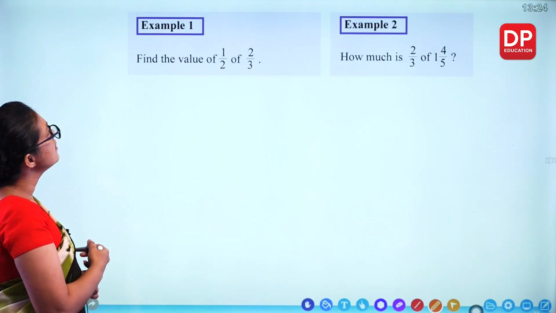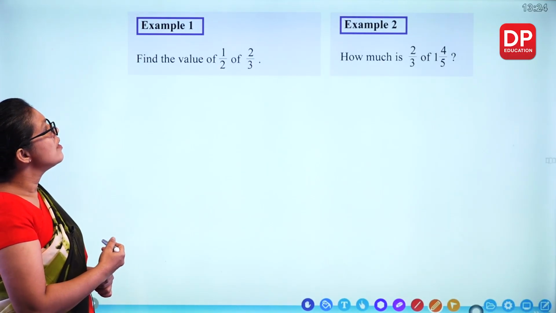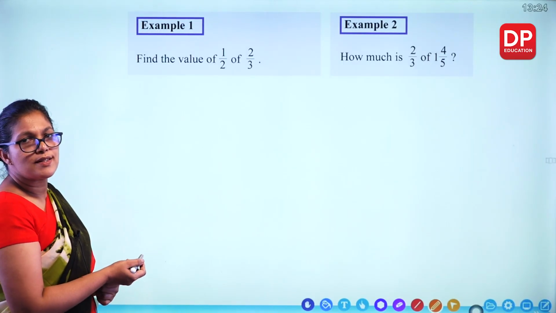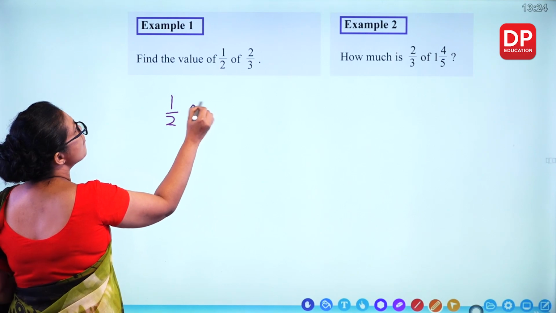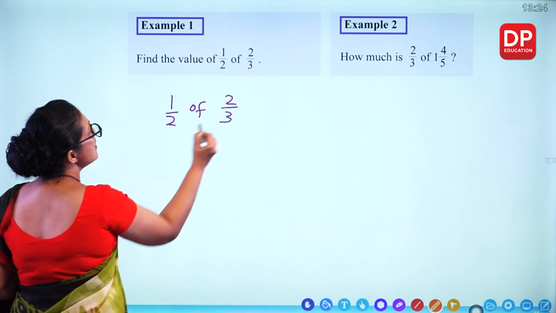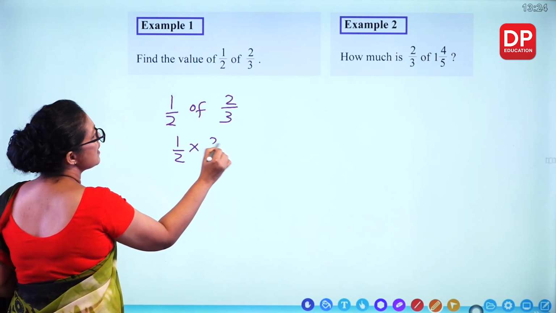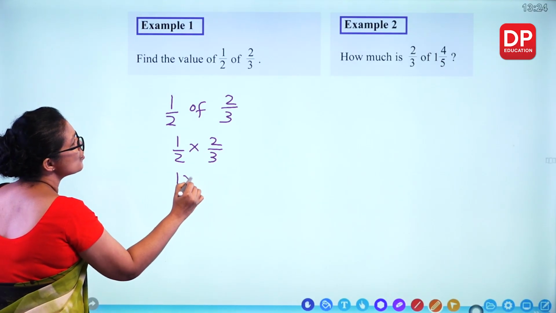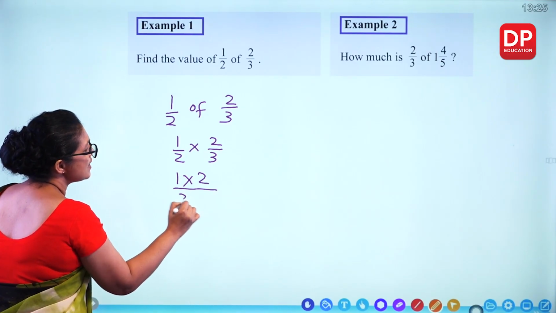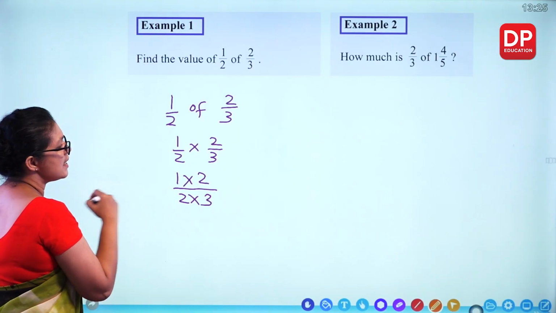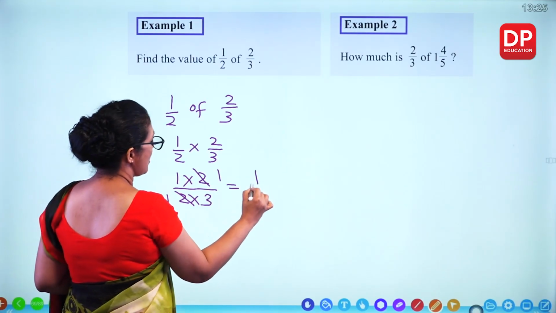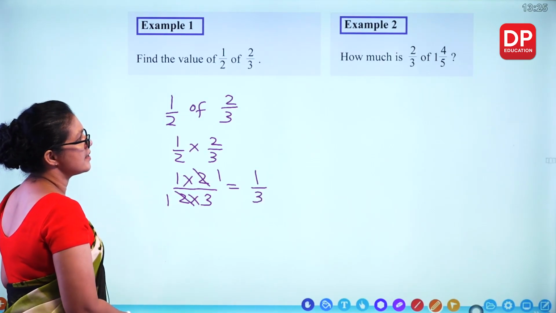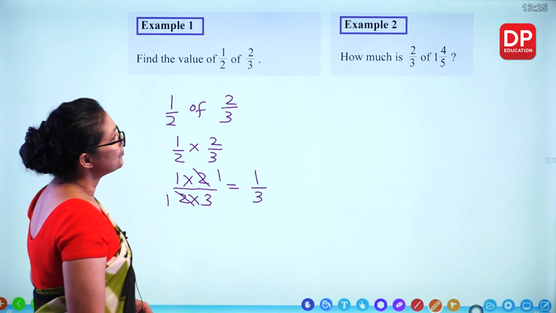Example number 1. Find the value of half of 2/3. Of means multiplication. Half of 2/3 you can write as multiplication. Then what you do? Multiply the numerator separately and the denominator separately. 2 times 1 and 2 times 1. So you get 1/3.